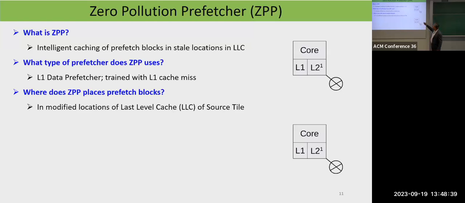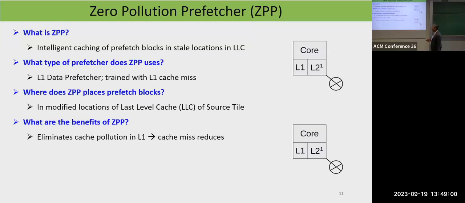So now whenever there is an L1 cache miss, don't go here. You are not going to have any kind of pollution because you don't touch your L1 cache. You try to make use of here. So it is slightly more than an L1 hit, but it is much, much lower than an L2 hit because you are going to place it in the same tile. So we are going to keep the blocks in the modified locations of the last level LLC source tiles.